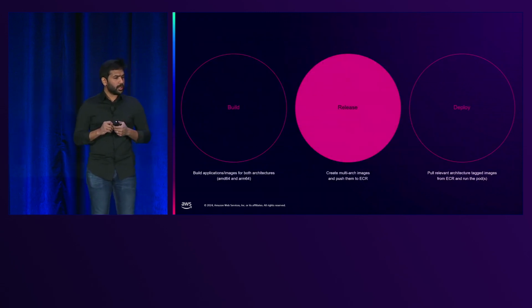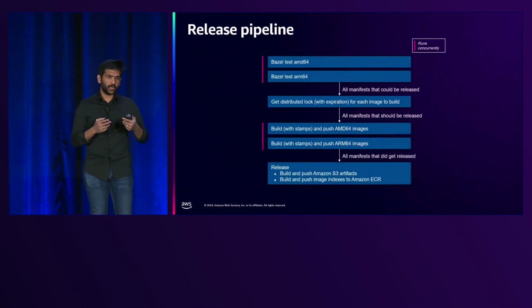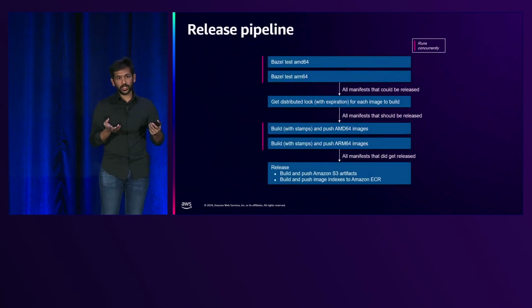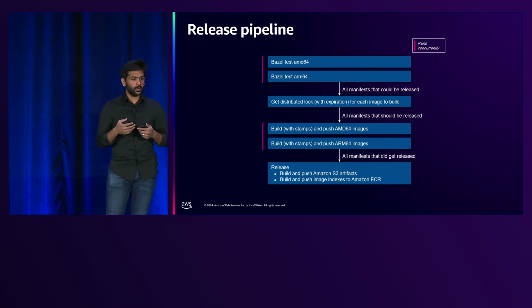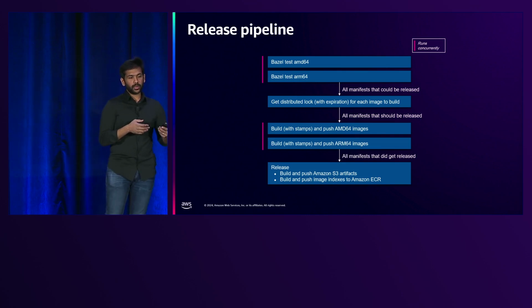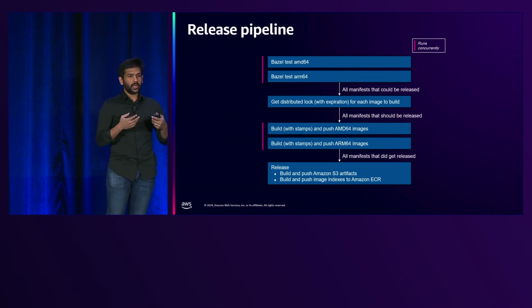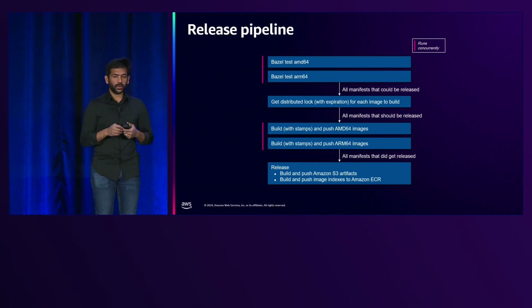All right, let's talk about the release phase. In the release phase, as mentioned before, we use Bazel. So in the release pipeline, we had to make some adjustments where we were running the tests on both architectures. Again, this is to make sure that if you were to roll back, the rollback was very straightforward and doesn't involve taking any additional risk of not testing the code on AMD64.